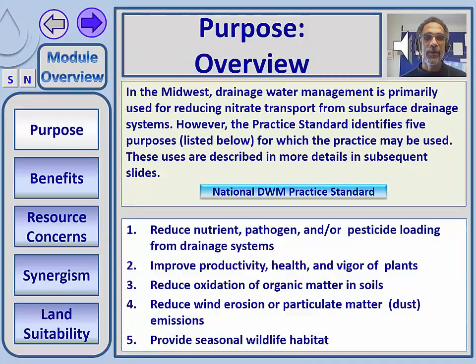In the Midwest, drainage water management is primarily used for reducing nitrate transport from subsurface drainage systems. However, the practice standard identifies 5 purposes for which the practice may be used. These include reducing nutrient, pathogen, and/or pesticide loading from drainage systems, improving productivity, health, and vigor of plants, reducing oxidation of organic matter in soils, reducing wind erosion or particulate matter emissions, and providing seasonal wildlife habitat.